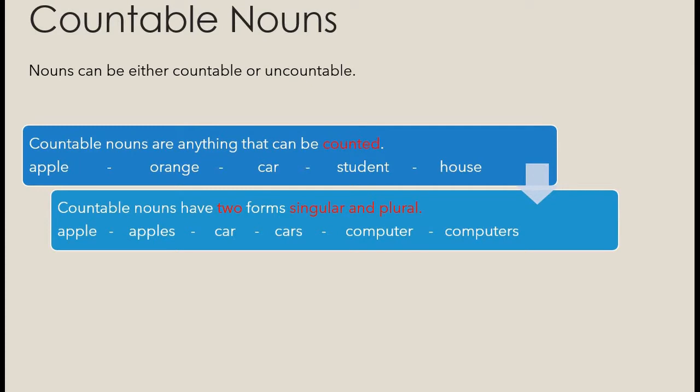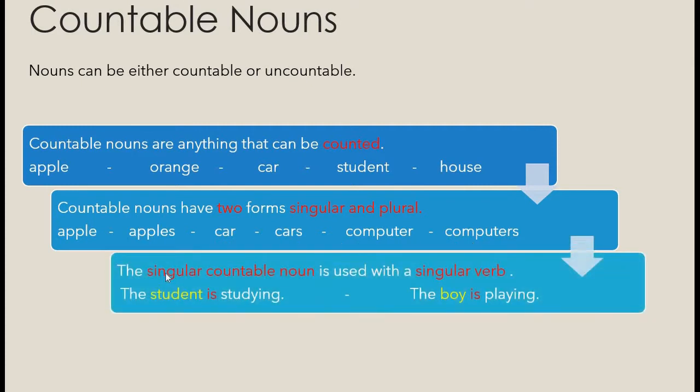Also, countable nouns have two forms, singular and plural. Example, apple will be apples, car, cars, computer, computers. Also, a singular countable noun is used with a singular verb. Example, the student, we are talking about one student, is. We use it with a singular verb. The boy is playing. Boy, one boy, we use it with a singular verb.